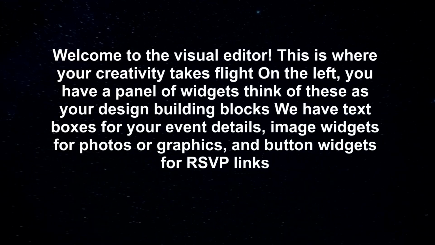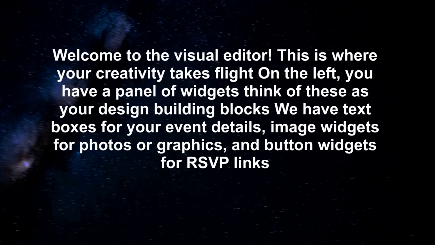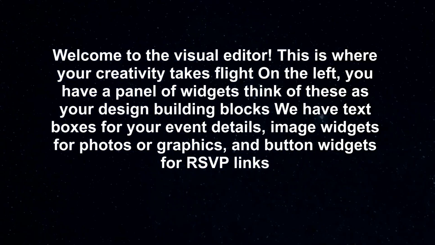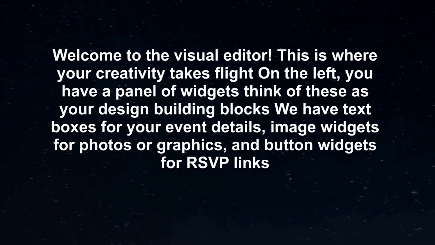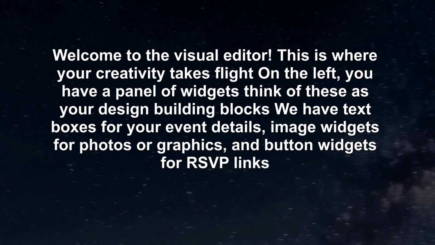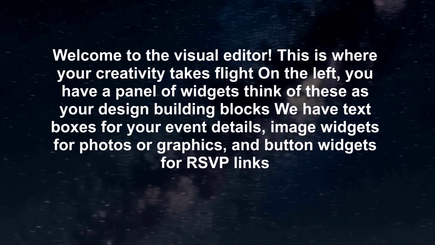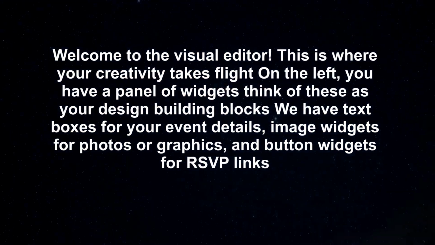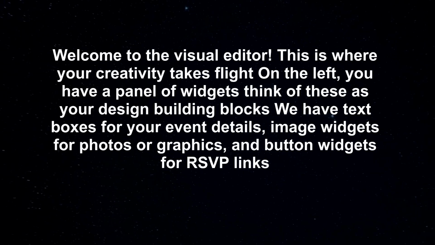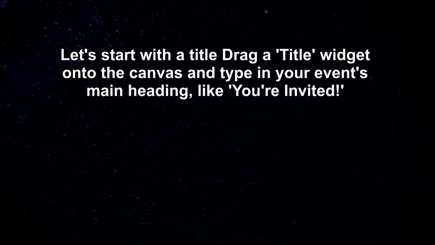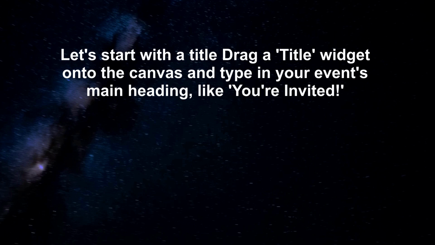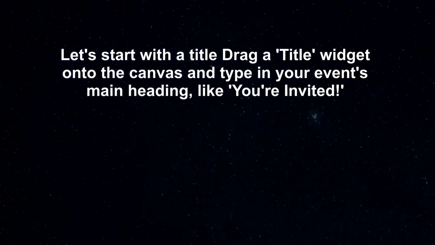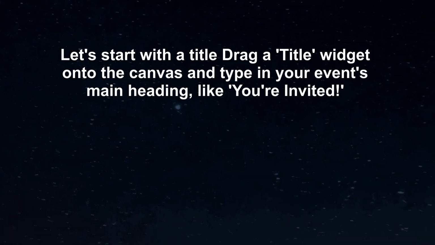Welcome to the visual editor. This is where your creativity takes flight. On the left, you have a panel of widgets. Think of these as your design building blocks. We have text boxes for your event details, image widgets for photos or graphics, and button widgets for RSVP links. Let's start with a title. Drag a title widget onto the canvas and type in your event's main heading, like "You're invited."